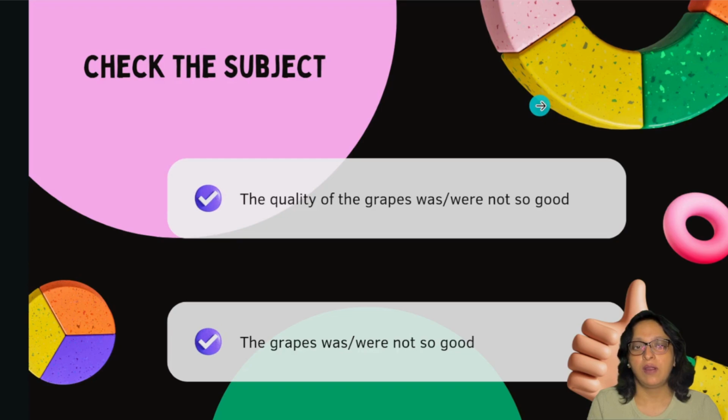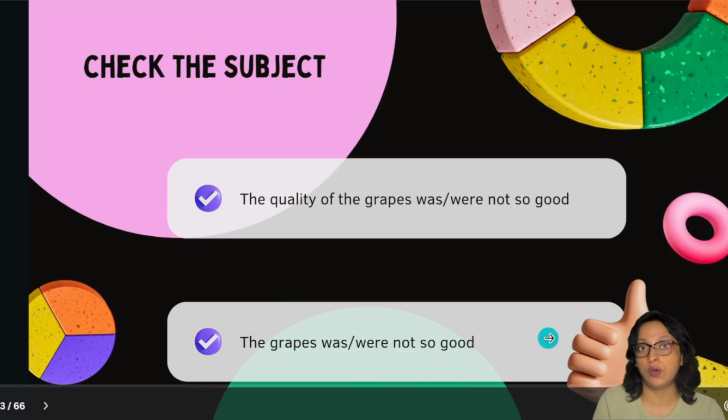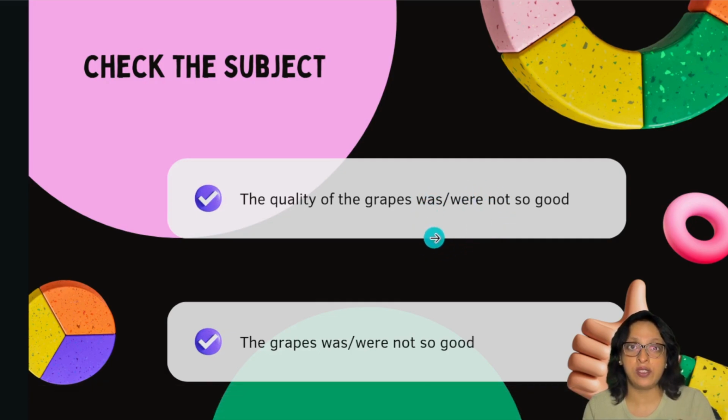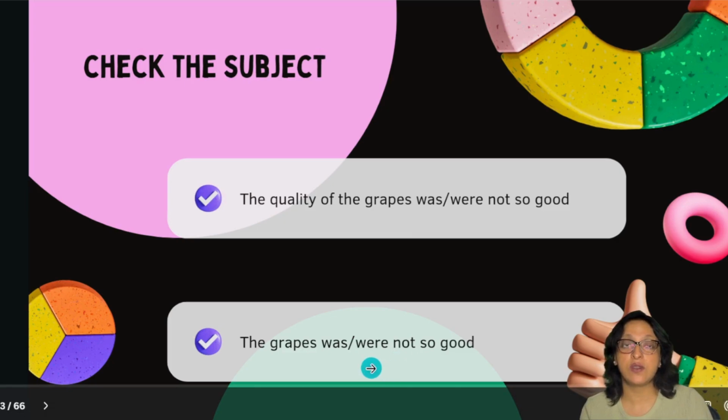So let's move on. Now let's check these sentences. The quality of the grapes was or were not so good. As we said, first things first, we need to identify the subject. Which one is the subject here? Can you tell me? There are two sentences. The quality of the grapes was or were not so good. The grapes was or were not so good. In the first sentence, should we use was or were? And in the second sentence, what should be the right verb, was or were? Try to find it out by checking the subject first.